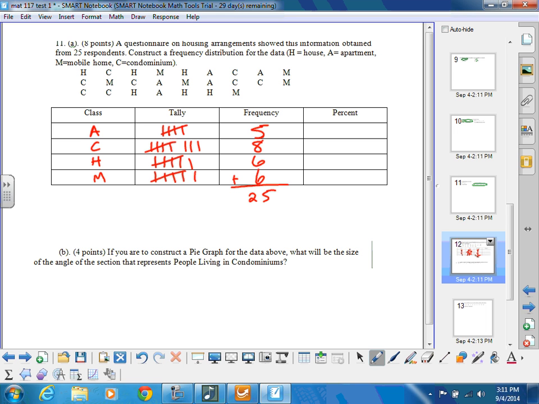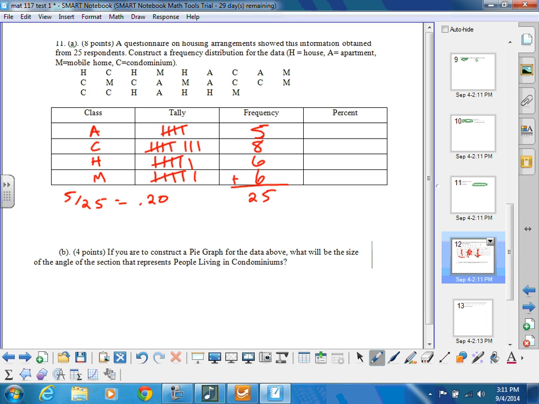Now the percent. Let's talk about how you find that. Well, I know the total is 25 for this entire thing. So I take each of my classes, I take the frequency of 5, and I just divide these two numbers. I just do 5 out of 25, and if I divide that in the calculator, you're going to get a decimal. I'm going to get 0.20, or 20%.